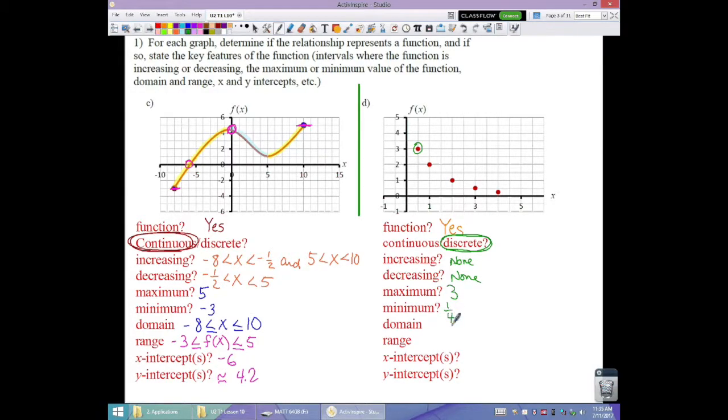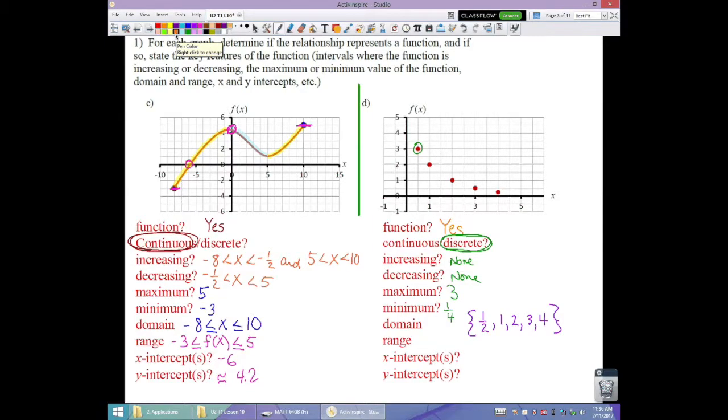That's 1/4. The domain. Now, being that this is a discrete function, I cannot say that I have everything from the leftmost point to the rightmost point. I have just these specific points as x values. So the first one is 1/2. Then I have a point with x value of 1. Then I have a point with an x value of 2, then 3, then 4. I have just those 5 values. Nothing in between, nothing before, nothing after, just those points.